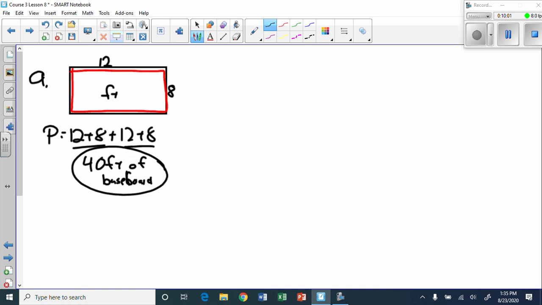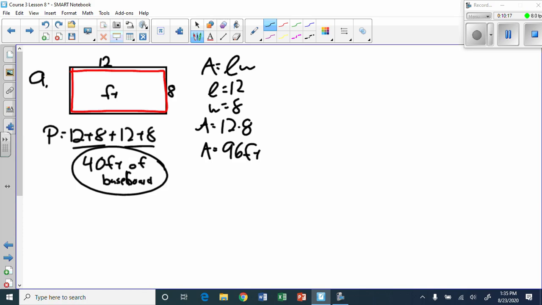It's not just asking how long it is, how much baseboard, and then we simply say area, length times width. If length equals 12, width equals 8, area equals 12 times 8, which is 96 feet squared. Now, because the tiles are 12-inch tiles, or 1-foot tiles, that's exactly what we need, 96 tiles.